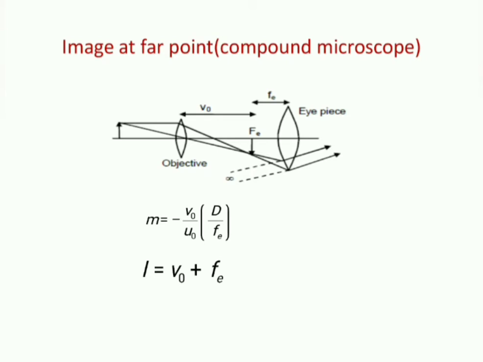Now, if your image is at far point, then formula for magnification will change. Okay, if your image is at far point for a compound microscope, then magnification formula will change to V naught by U naught into D by Fe, and length will be V naught plus Fe.